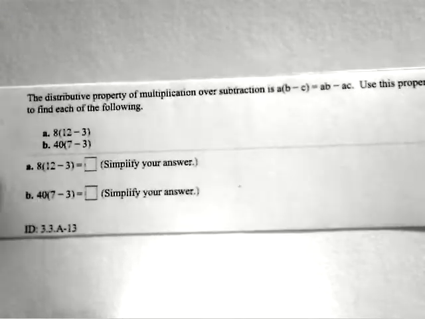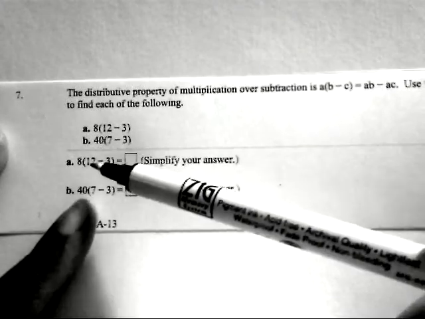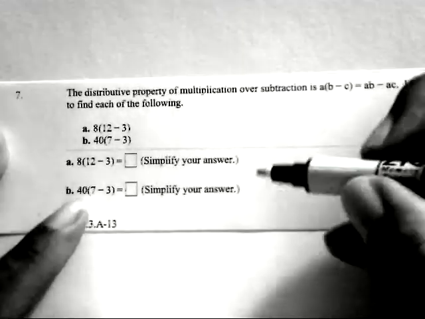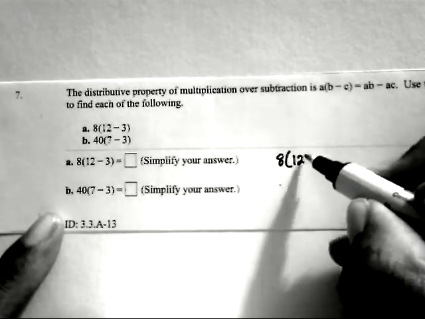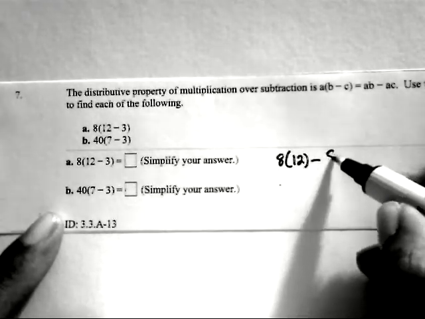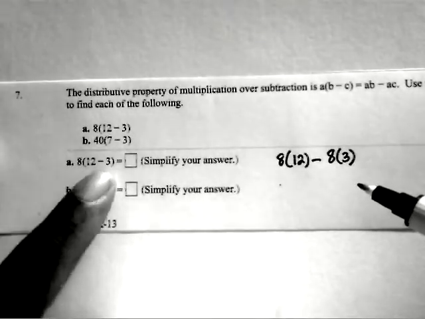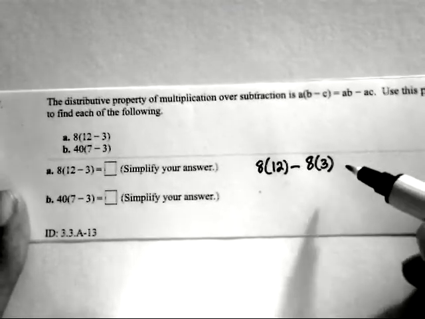In part A, you get 8 times, in parentheses, 12 minus 3. The way you're going to do that, you're going to distribute the 8 with the 12 and the 3 through multiplication. So this will end up being 8 times 12 minus 8 times 3. I'm distributing the 8 with the 12 and the 3 through multiplication, and then I'm going to simplify.